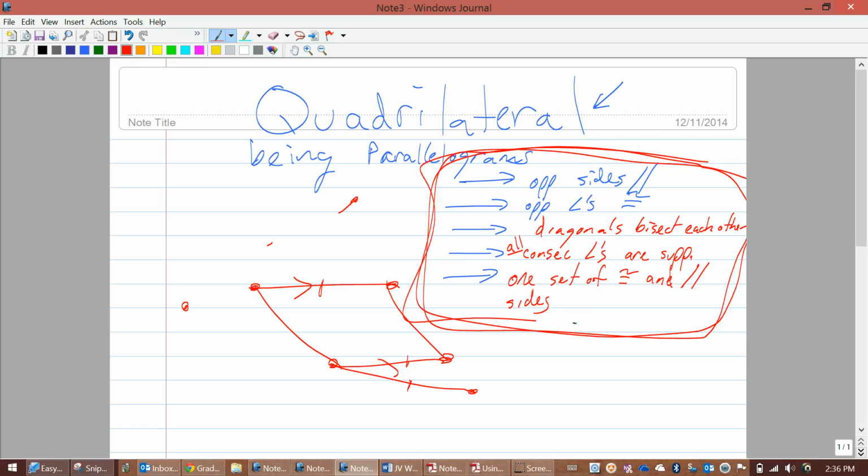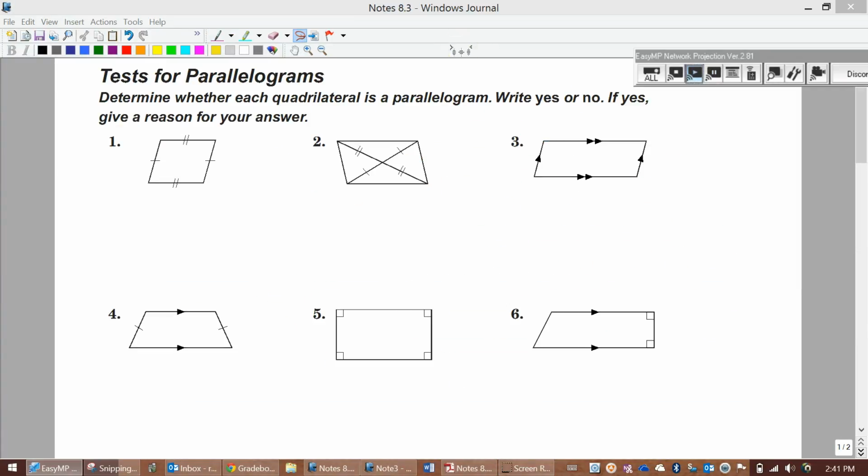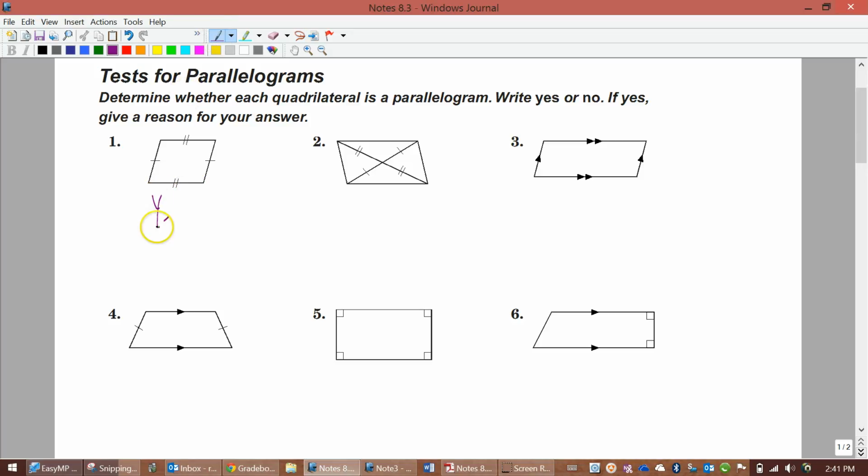Okay? What I want you guys to do right now is there's a worksheet that's sitting up here. I want you to come and grab it, and I want you to answer which ones of those are parallelograms and which are not. Is number 1 a parallelogram? Yes. Why? Opposite sides are congruent. Yep.